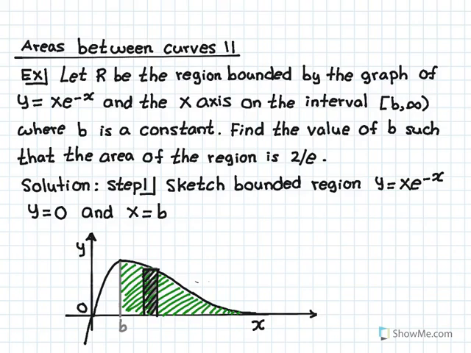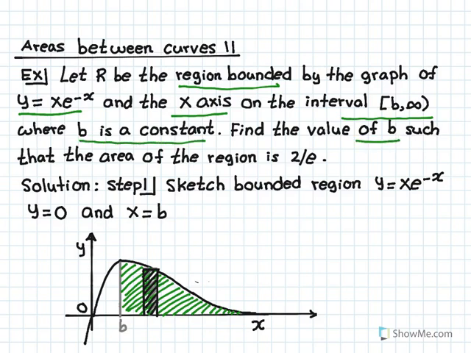In this video, we're going to look at another example of areas between curves. Let R be the region bounded by the graph of y equals x e to the minus x and the x-axis, which is y equals 0, on the interval b to infinity, where b is a constant. Find the value of b such that the area of the region is 2 over e.